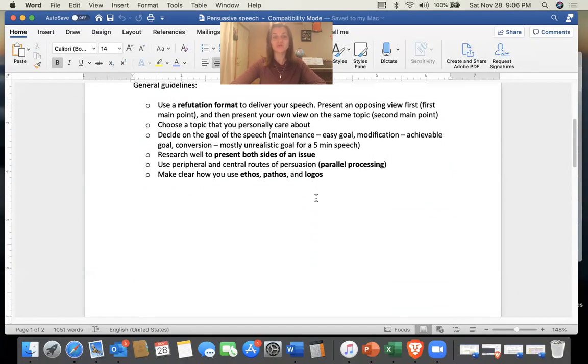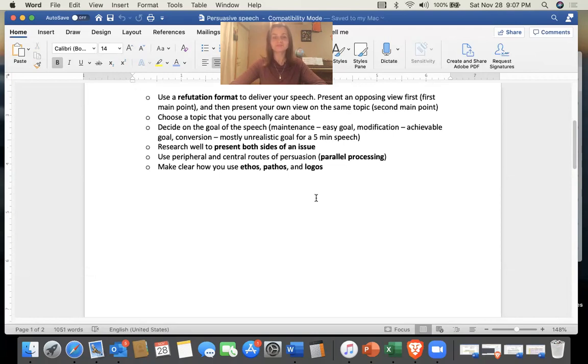And then research well both sides of an issue, the way we mentioned when we talked about an outline. Use parallel processing, which means to use both peripheral and central routes. Peripheral route is when the audience pays attention mostly to mental shortcuts. If everybody agrees, then I'll agree. Maybe we're looking at the likability of the speaker. A good example here, if a celebrity advertises any product and we like the celebrity and we think, oh, that's a good product, right? So that's peripheral route.